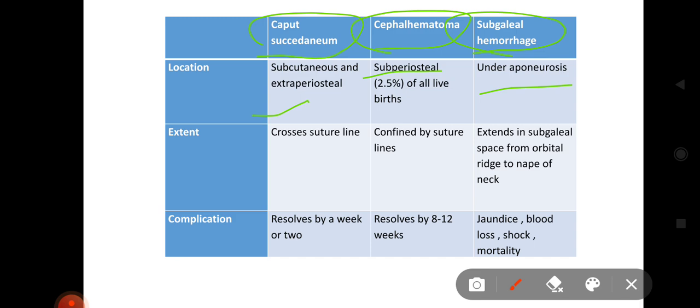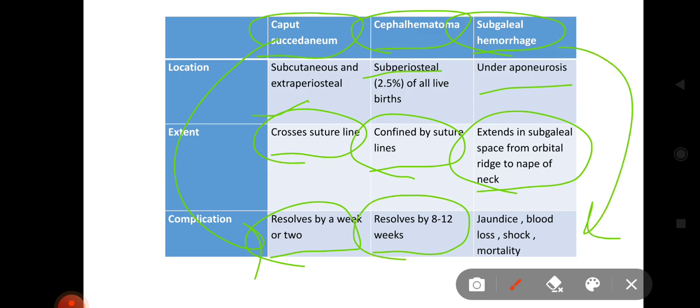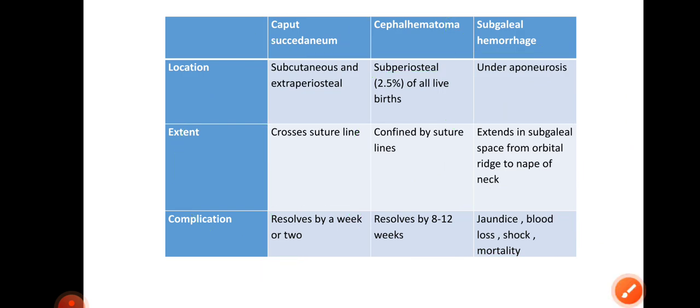Now the extent seen in these three conditions. Caput crosses the suture line. Keffel hematoma is confined by suture lines, and subgaleal hemorrhage extends in the subgaleal space from the orbital ridge to the nape of the neck. And the complications of these three: caput is very commonly seen in babies, and it resolves by a week or two. Keffel hematoma takes 8 to 12 weeks to resolve, and subgaleal hemorrhage may lead to severe conditions like jaundice, blood loss, shock, and mortality.